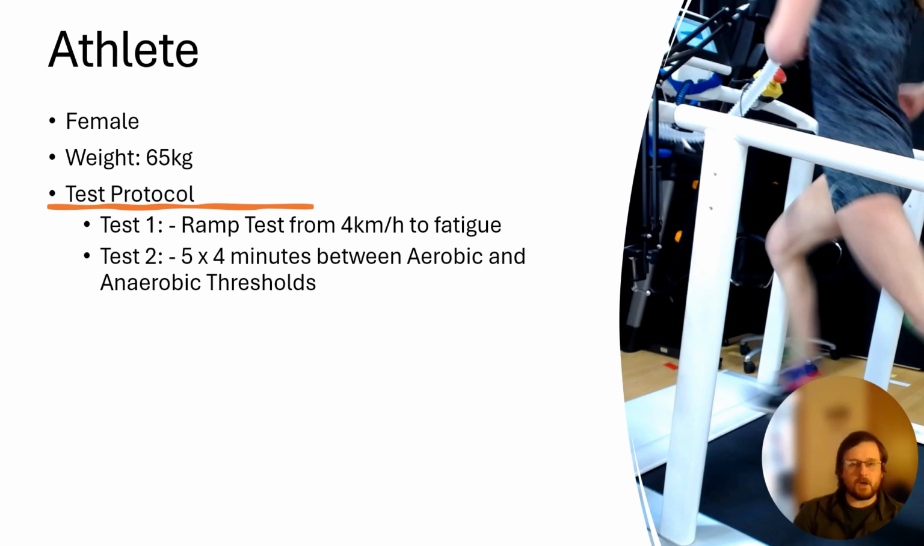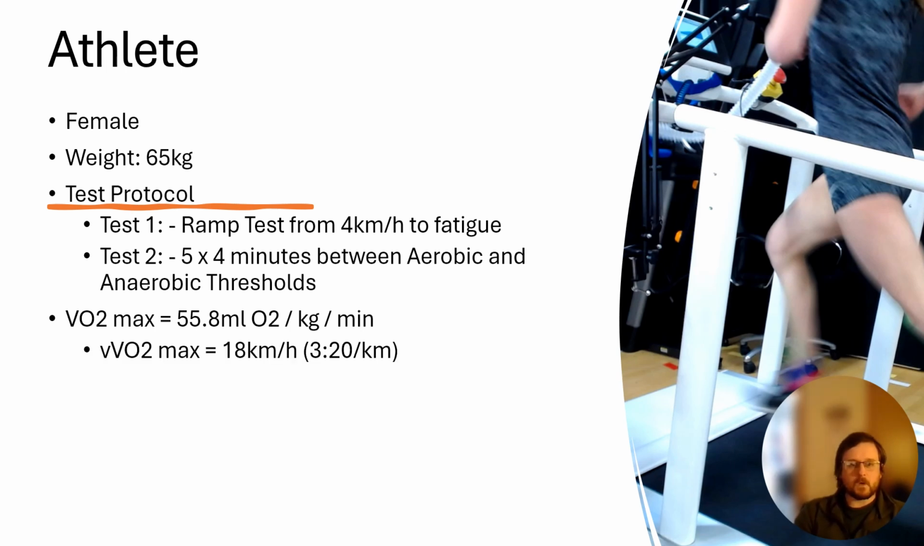So this particular runner, from the first test, VO2 max 55.8. That's pretty good. For female athletes, anything over the mid-50s is generally good. Obviously, getting into elites, they're 60, 65, high 60s. But 55.8 for an amateur is generally pretty good and shows good aerobic capacity. With a velocity at VO2 max, so the speed where VO2 max occurred, was 3:20 per kilometer, so 18k an hour. So there's good speed there.